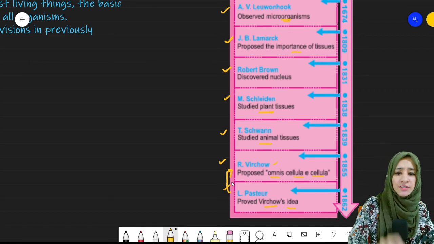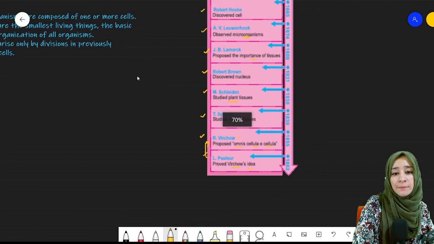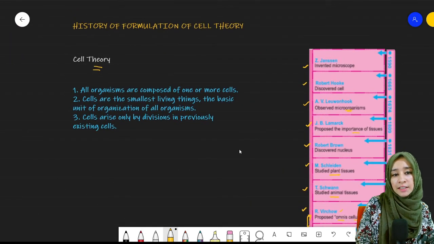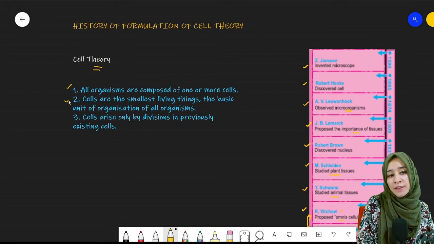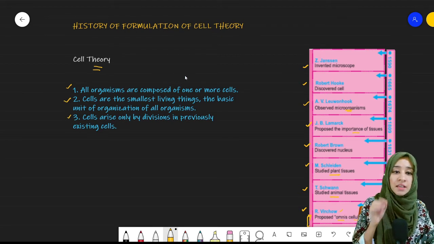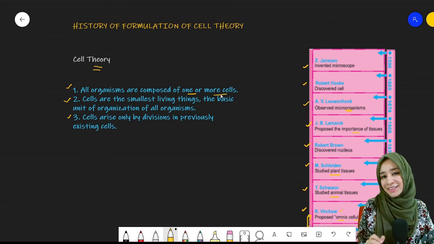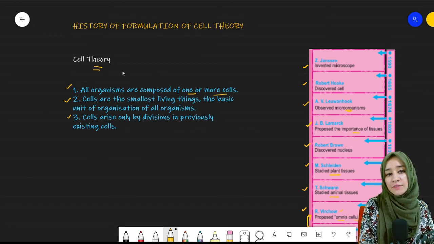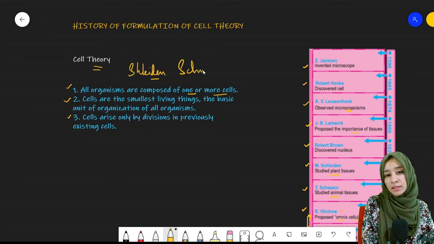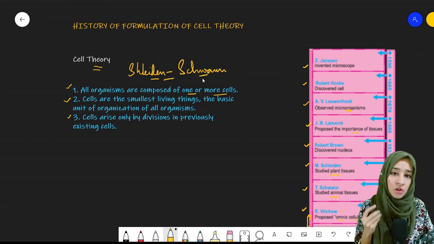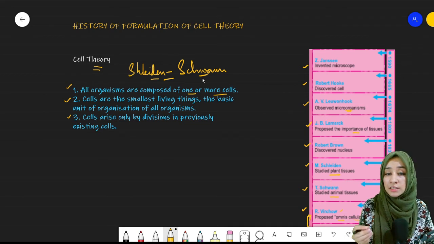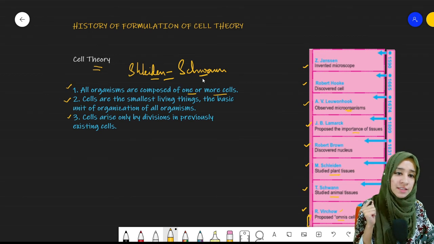So this was the basic history that led to the development of this theory that consists of three basic points. Every single organism consists of one or more than one cell. Remember, this theory is given by Schleiden and Schwann. Both of these gave us this theory. The first postulate was that every living organism consists of one or more than one cell. So this was the first postulate of the cell theory.